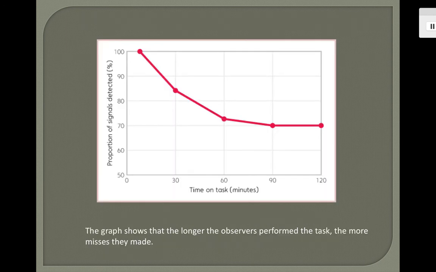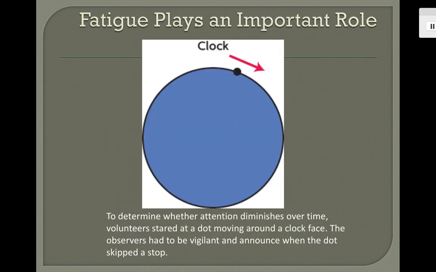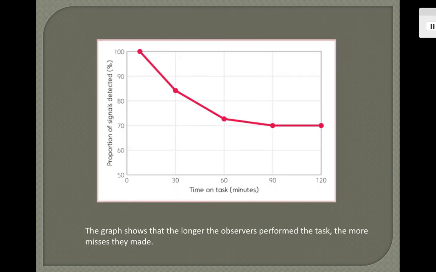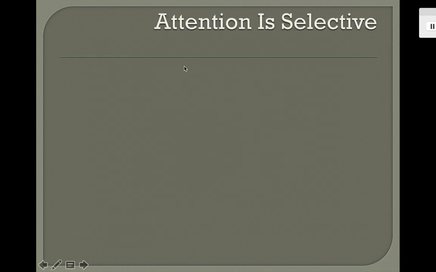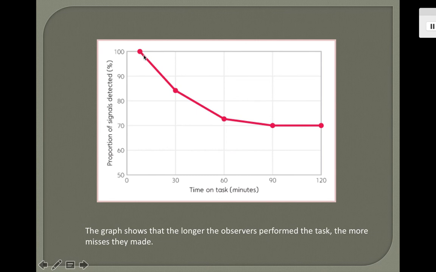So here we find, in terms of the individual's ability to detect those skips, and this is just our representation of our results of that previous example of the clock, that as time continues to pass by, we start finding more and more errors occurring in our situation. But you'll also notice that we now have this plateau effect here.